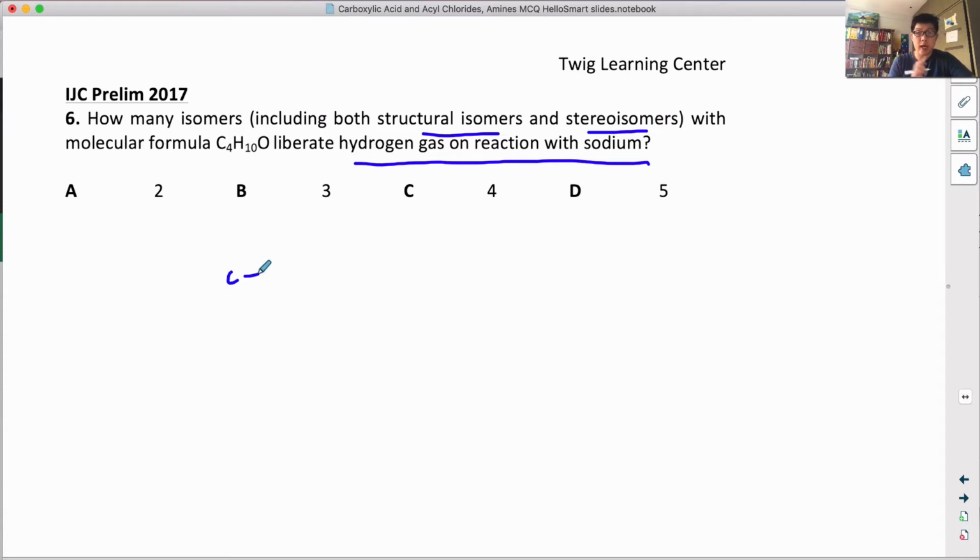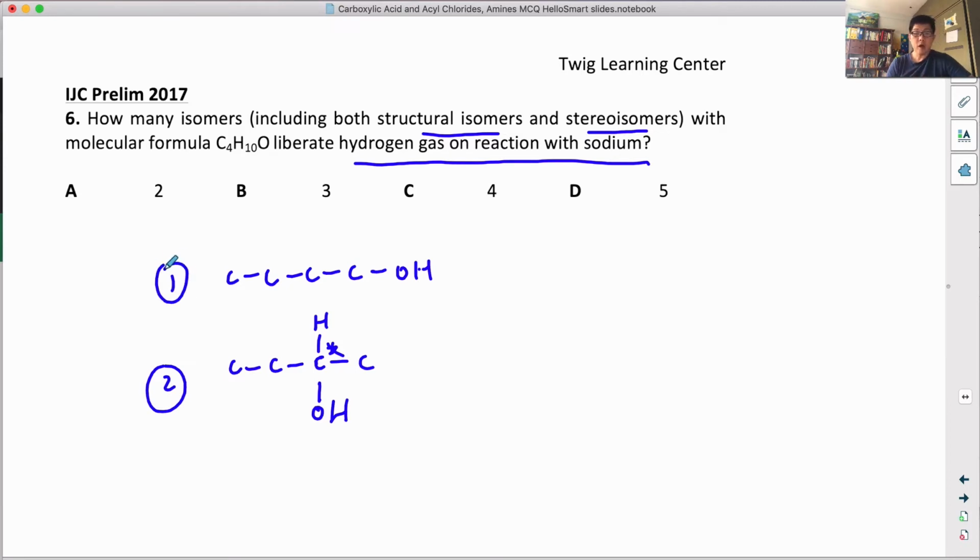Okay, so let me try to draw the first one. I'm not going to draw the hydrogen, but you should know the hydrogen are there. So there are 4 carbon. I'm going to draw OH here. So this is the primary alcohol, a straight chain because all the carbon is in a straight chain. I can also draw this straight chain carbon, but I put OH on the second carbon. So this is another possible structure. So 2 already. The only tricky thing about this one is that this carbon becomes a chiral center, which means this one has 2 and the previous one has 1.